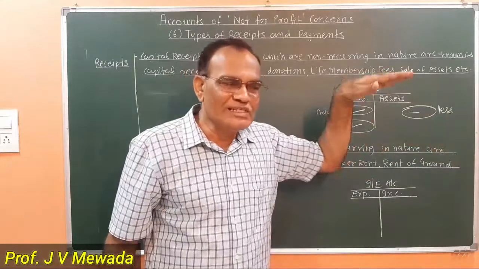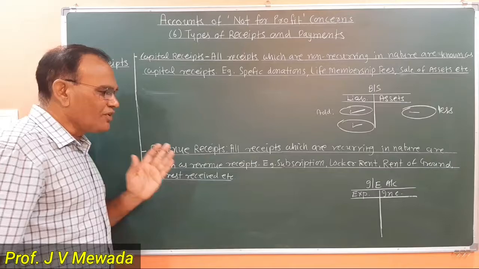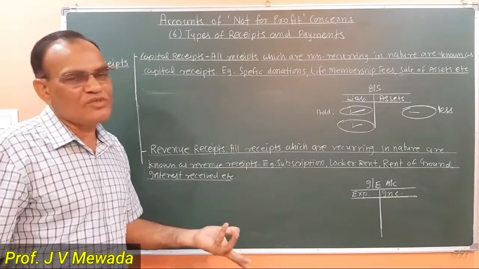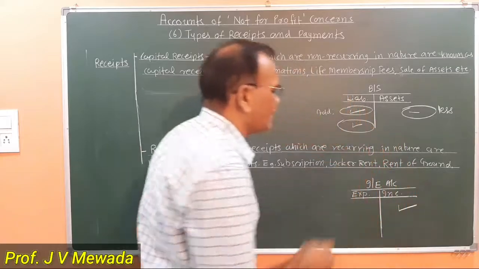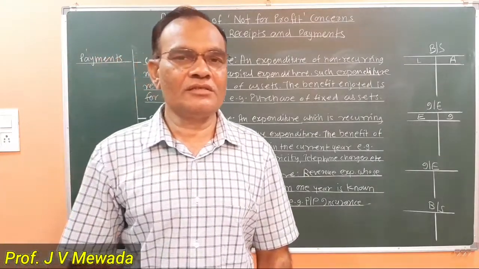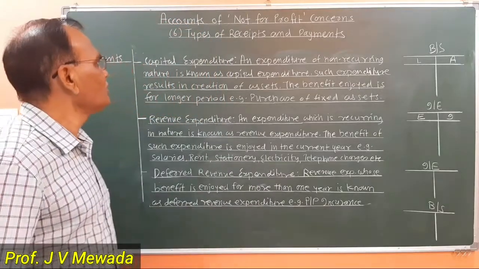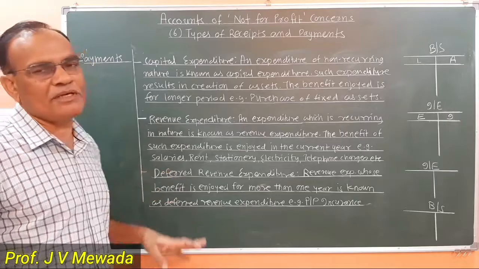So that much of the assets will come down. On the other hand, revenue receipts are the incomes of the business, so we are recording on which side? We are recording on the credit side, that is on the income side. Now we will see the difference between capital expenditure, revenue expenditure, and deferred revenue expenditure.